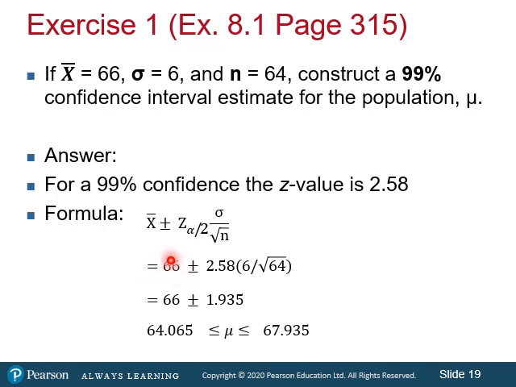So your X bar is 66, sigma is 6, your Z value is 2.58, and your sample size is 64. So we get 66 plus minus 1.935. So the answer will be 64.065, which is called the lower limit, and 67.935, which is the upper limit.